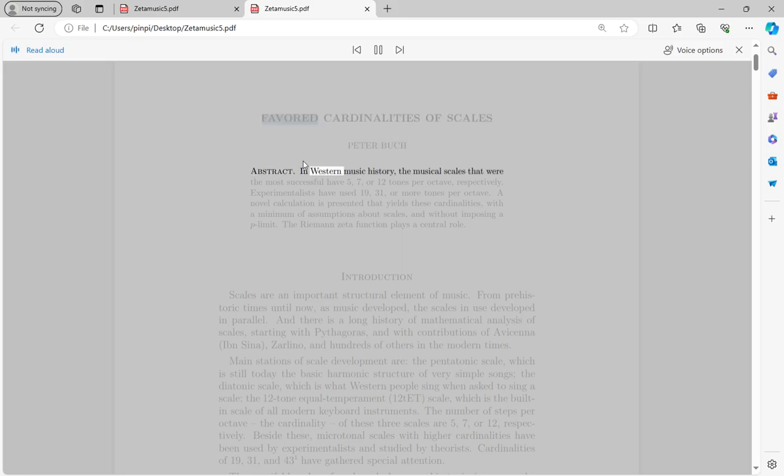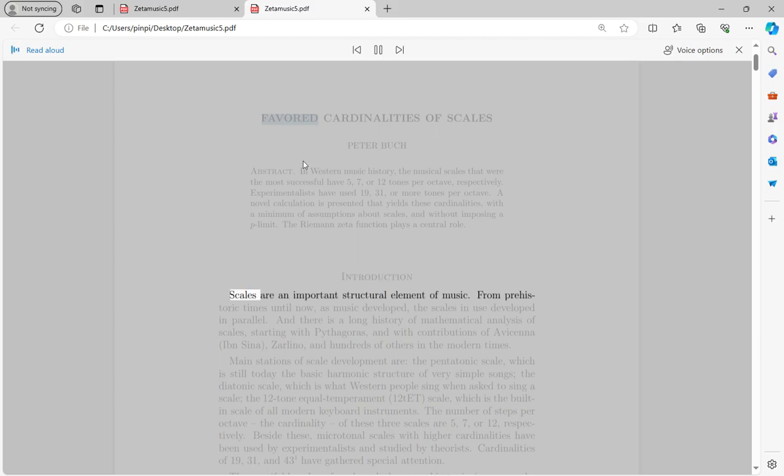Abstract. In Western music history, the musical scales that were the most successful have 5, 7, or 12 tones per octave, respectively. Experimentalists have used 19, 31, or more tones per octave. A novel calculation is presented that yields these cardinalities, with a minimum of assumptions about scales, and without imposing a p-limit. The Riemann Zeta function plays a central role.